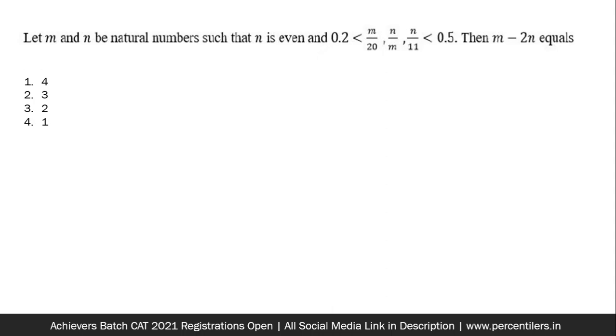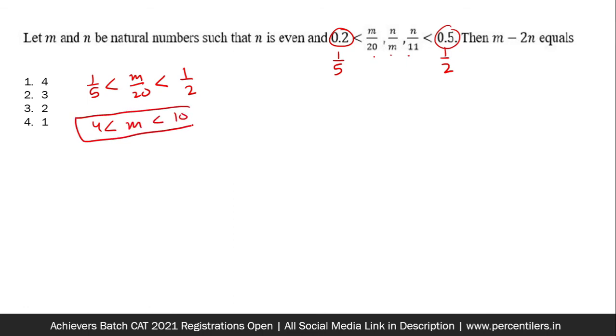Again, this is a question which is not difficult but not so simple either. First thing that I'm going to do is write 0.2 as 1 by 5 and 0.5 as 1 by 2. These three fractions are not in any particular order. What it means is they each are greater than 1 by 5 and less than 1 by 2. I'm going to take them one by one. First I'm going to take m by 20 in the middle. Multiplying the entire inequality by 20, I get m to be between 4 and 10. That is, m could be from 5 to 9, anything, because they are all natural numbers.